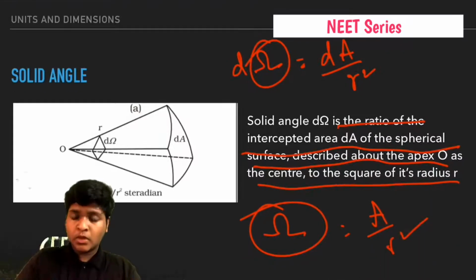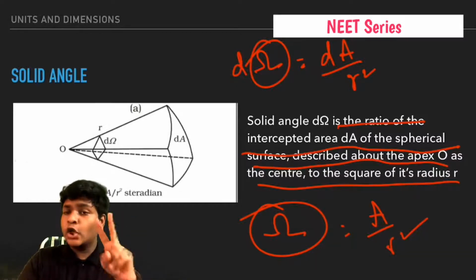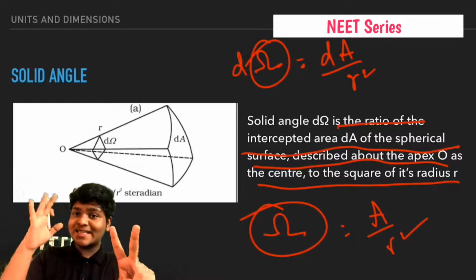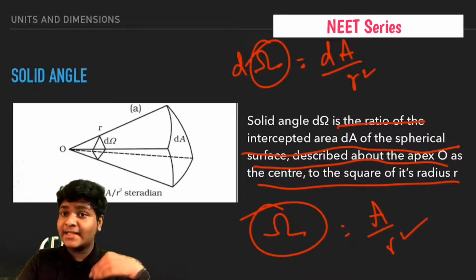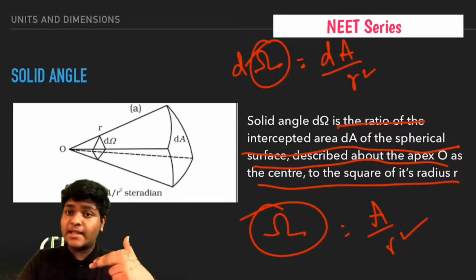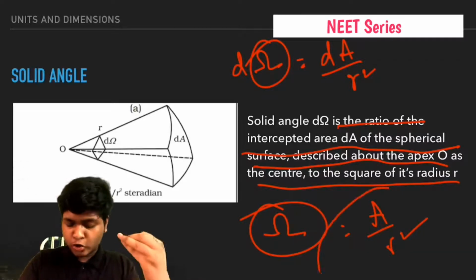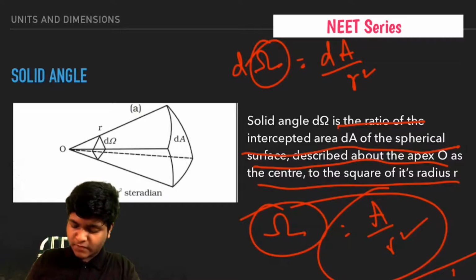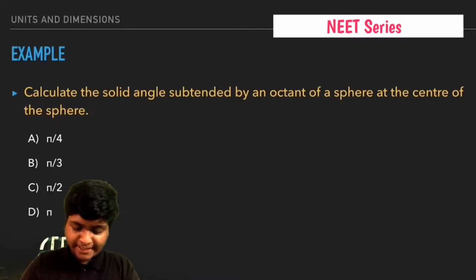So plane angle actually has a 2D dimension, right? 2D dimension consists of only single values. There is no square. Whereas in solid angle, we have area and the radius. We have squared them because it's a 3-dimensional one. It's a very important formula. Make sure to take a note or take a screenshot or check the PDF.